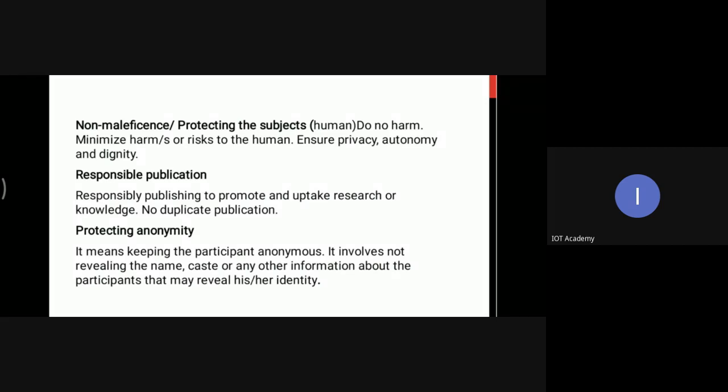Then another principle of research ethics is protecting anonymity. It means keeping the participants anonymous. It involves not revealing the name, caste, or any other information about the participants that may reveal their identity. Now, this is very, very essential. People will only give you information when they are sure that it is not going to harm them in any manner. So as a researcher, we have to ensure we are not backbiting, we are not ditching them, we are not cheating them in any manner, and we are keeping their identity under wraps.